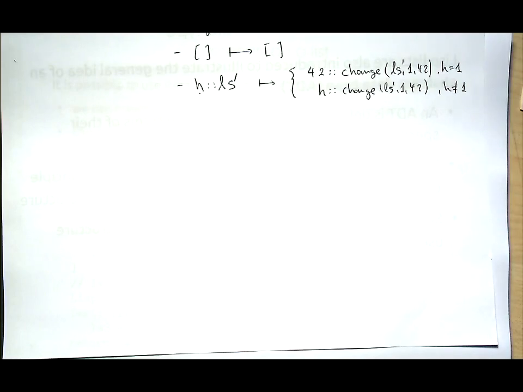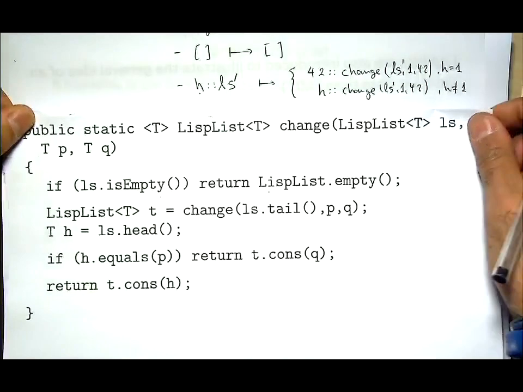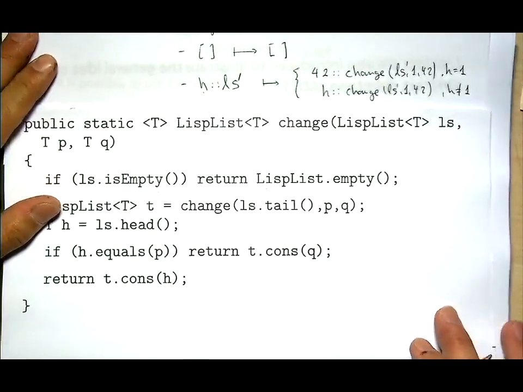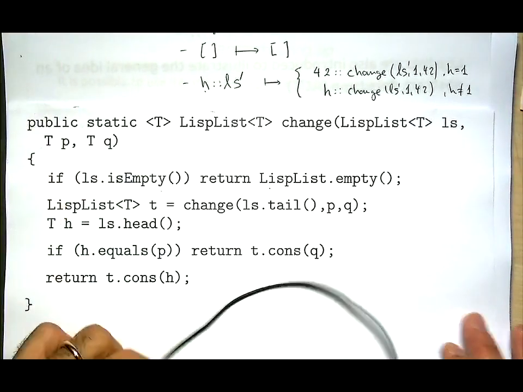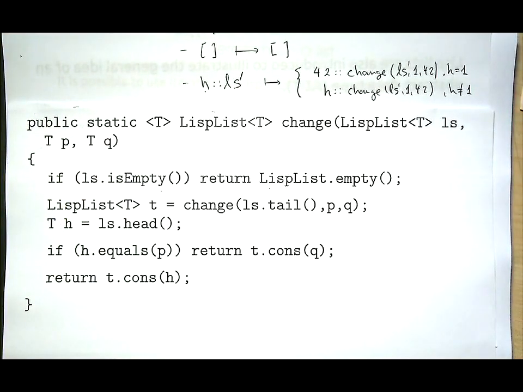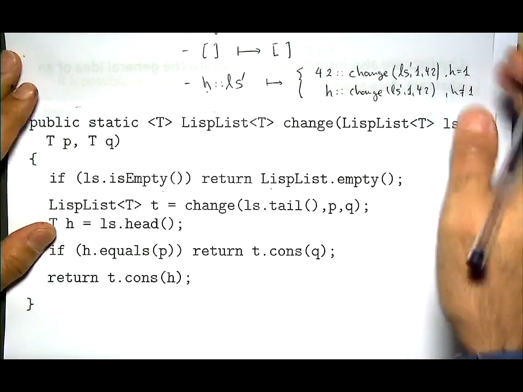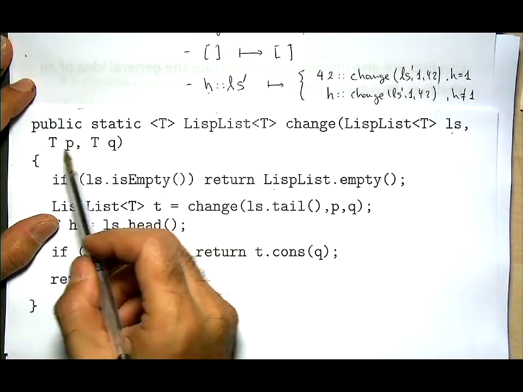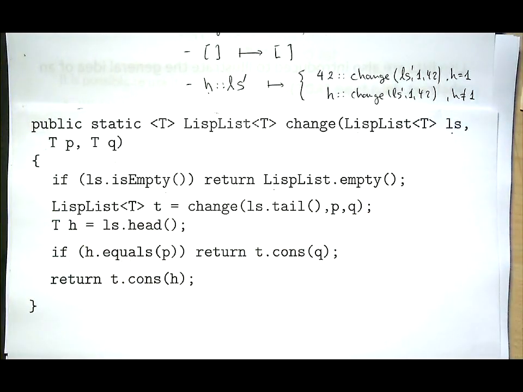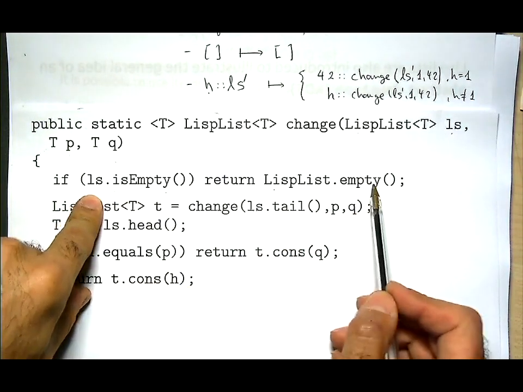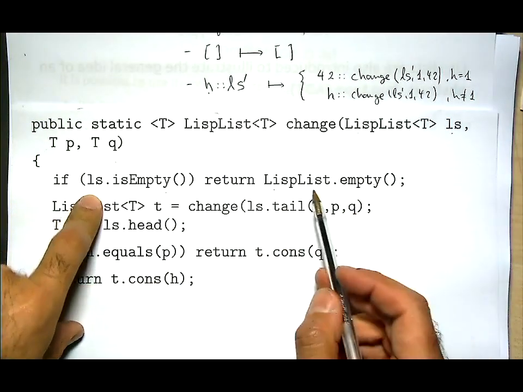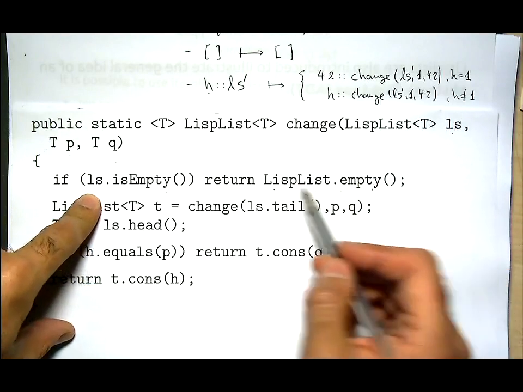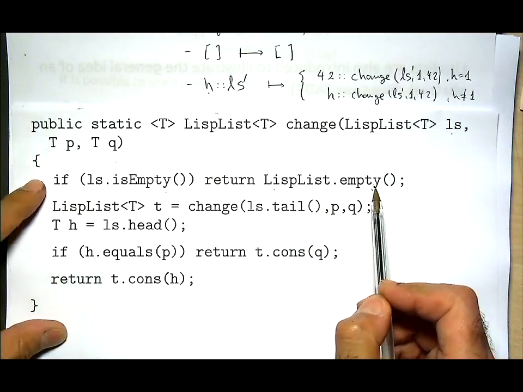Okay, so here I have an implementation of this. Basically, the implementation in this case is quite simple when you have written down the pseudo algorithm, because basically you write down in code exactly what you have up there. So let's see, I want to change ls with p's going to q's. If the list is empty, then return the empty list. Here actually I could just say return ls, but I create a new list and return it.